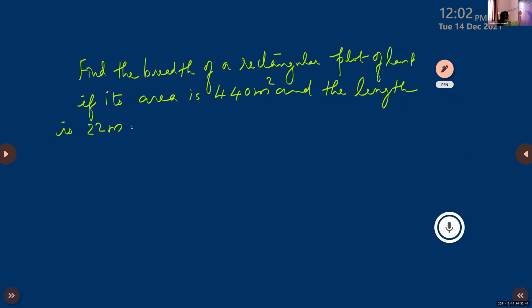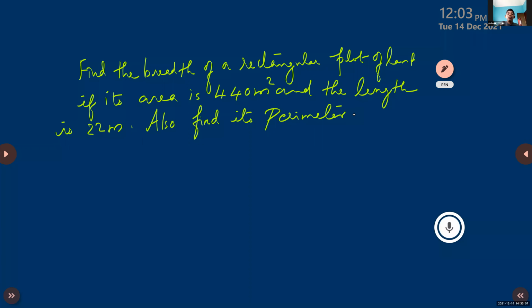Also find its perimeter. Okay, so what is that, children? Find the breadth of a rectangular plot of land if its area is given. What is the shape of the land? Write down the question, then I'll ask you.